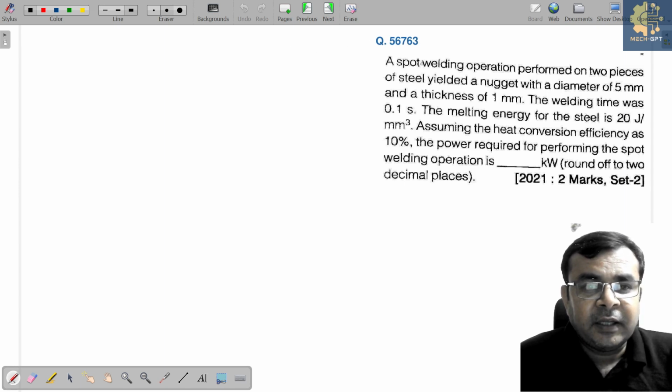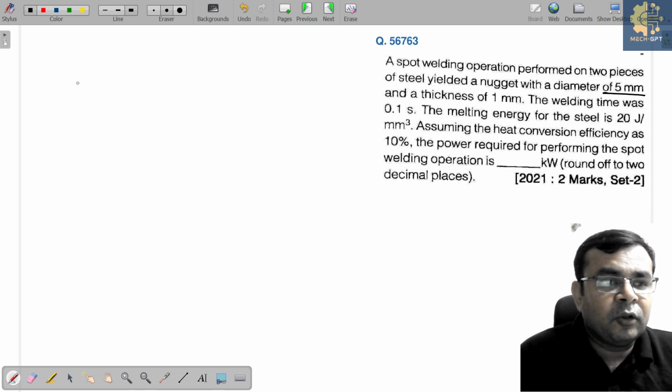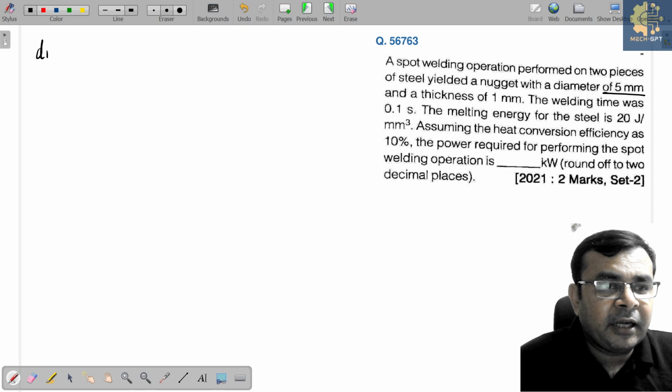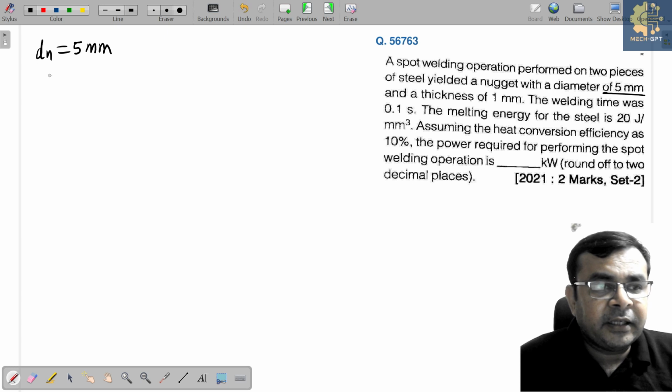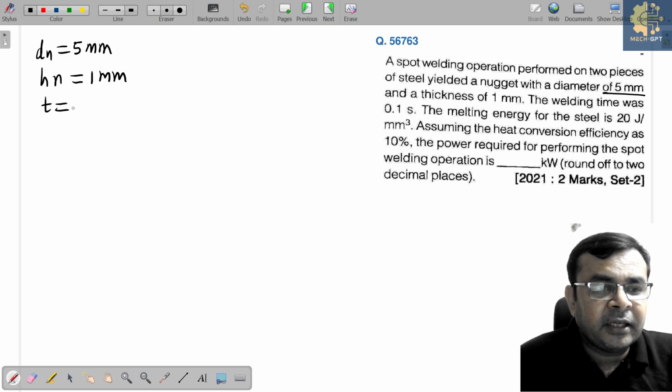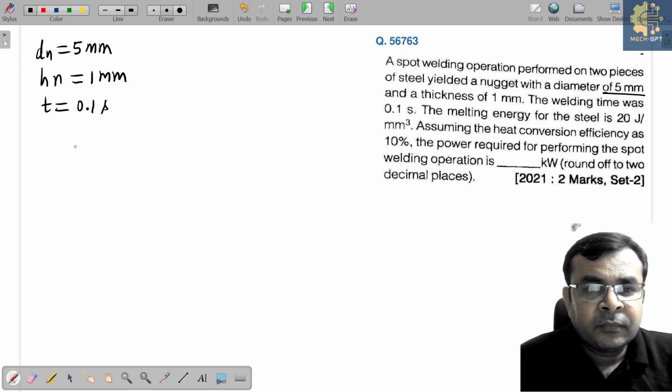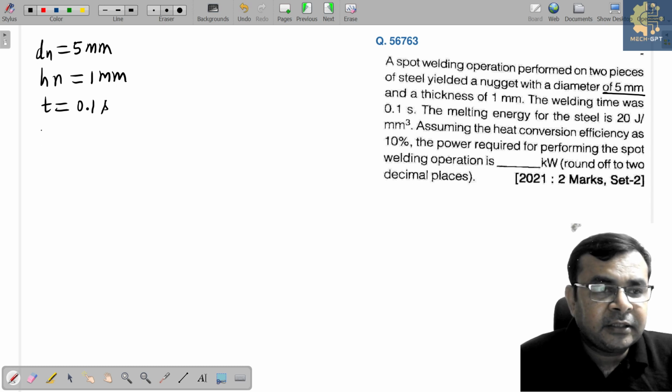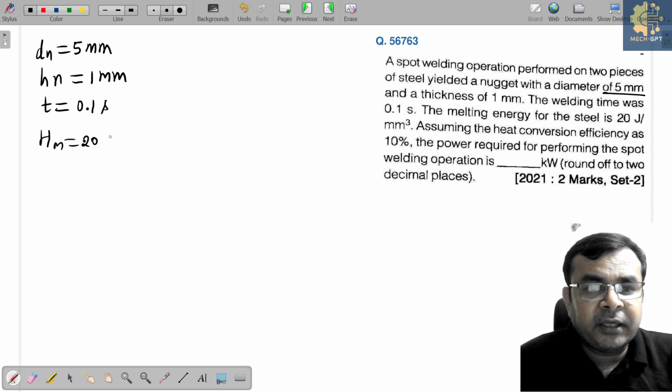In this question, you can see a spot welding operation performed on two pieces of steel yielded a nugget with a diameter of 5 mm. So here we have spot welding in which the diameter of the nugget is 5 millimeter and the thickness, or simply you can say height of the nugget, is equal to 1 millimeter. The welding time is also given here, let's say represented by small t, that is 0.1 second. The melting energy for steel, HM, is given here, that is 20 joule per millimeter cube.